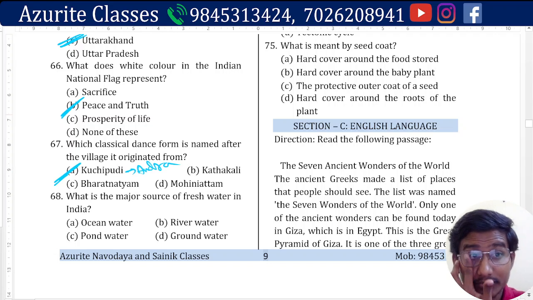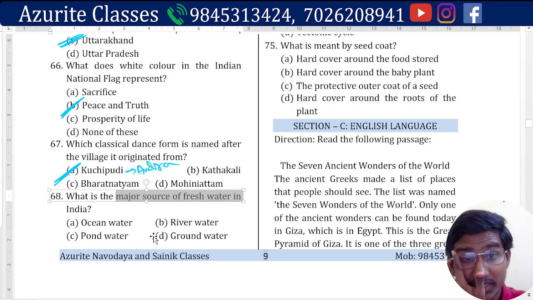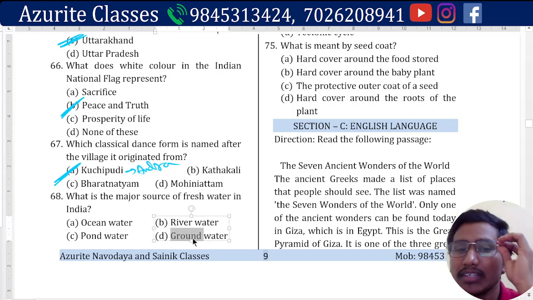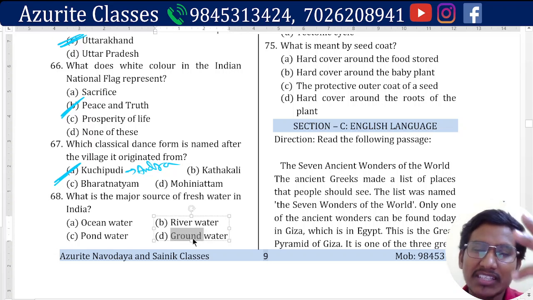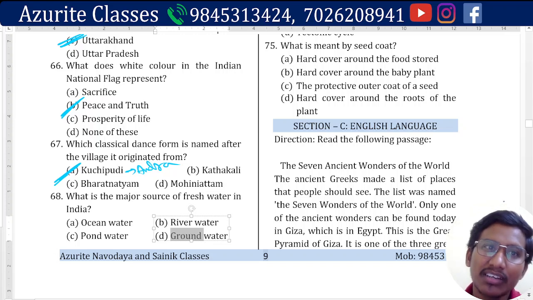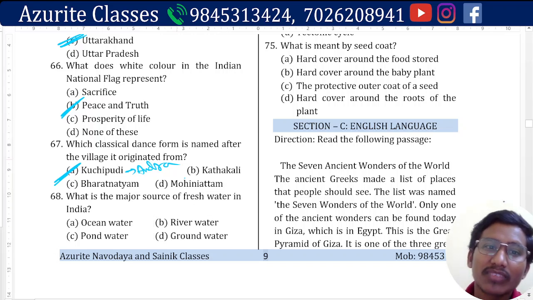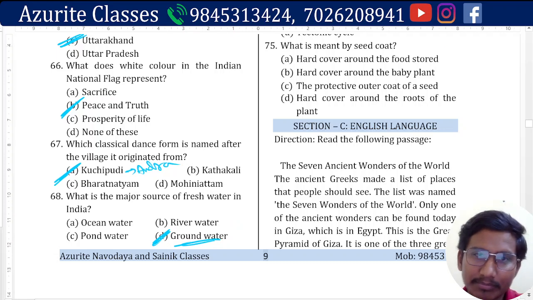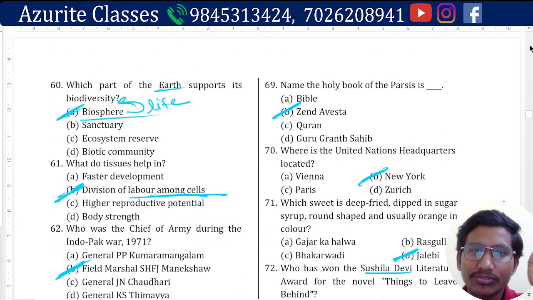Next, 68. Which is the major source of fresh water in India? That is groundwater. You may have seen we have wells, we have bore wells, everything. So maximum people rely upon wells and bore wells. Okay, so groundwater is the answer, option B. Don't be confused with river.